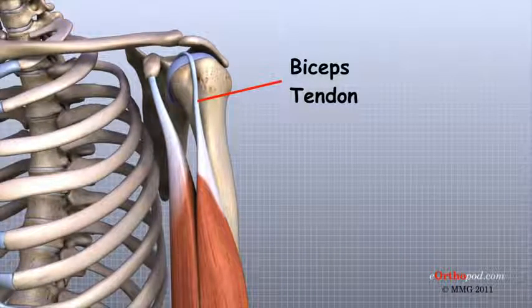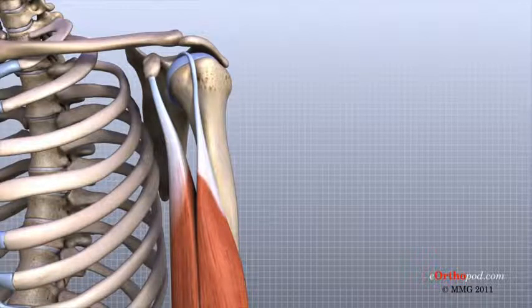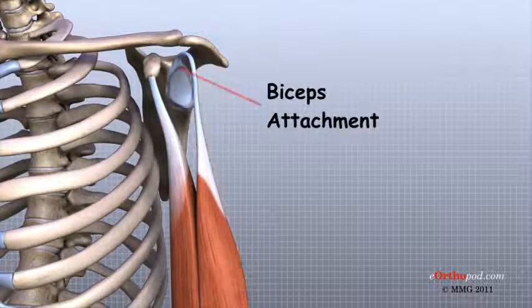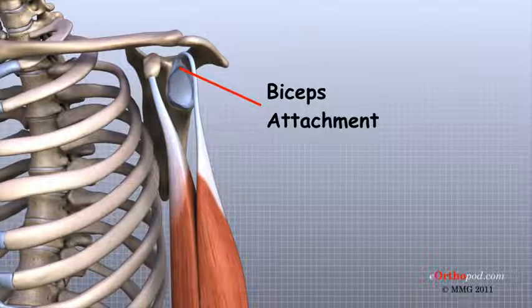Tendons are much like ligaments, except that tendons attach muscles to bones. Muscles move the bones by pulling on the tendons. The biceps tendon runs from the biceps muscle across the front of the shoulder to the glenoid. At the very top of the glenoid, the biceps tendon attaches to the bone and actually becomes part of the labrum. This connection can be a source of problems when the biceps tendon is damaged and pulls away from its attachment to the glenoid.